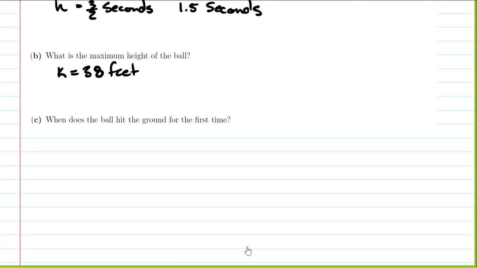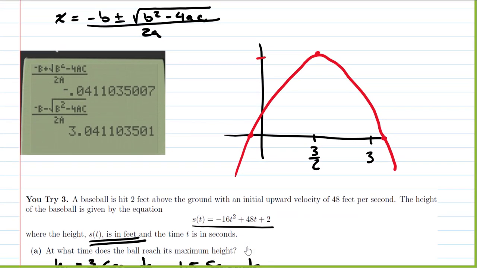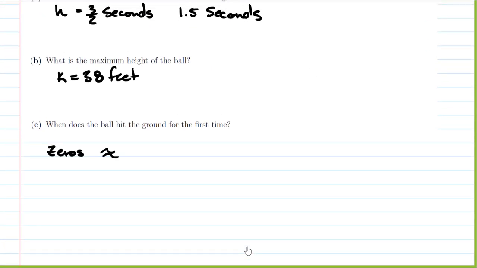So when does the ball hit the ground for the first time? Well, that's going to be the zeros. And when we resolved it, we actually got 2 zeros. So if you imagine our ball going up and then coming back down, the first time it hits the ground is going to be this 0, so about 3.04 seconds.